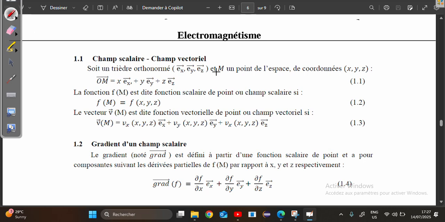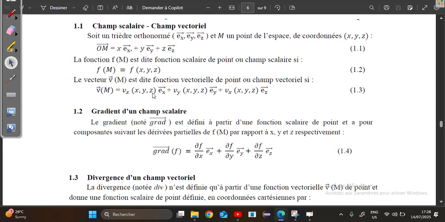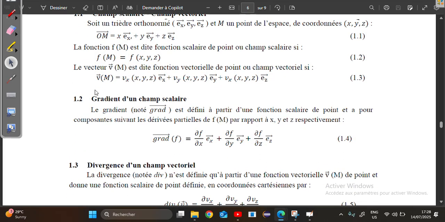So this is how you write OM, or alternatively, if you're too lazy to indicate the directions, you just say x, y, z. This is also marked unless specified. Okay, so this is how you find OM. We're not going to find this. This is now mécanique du point. This is just the introduction.